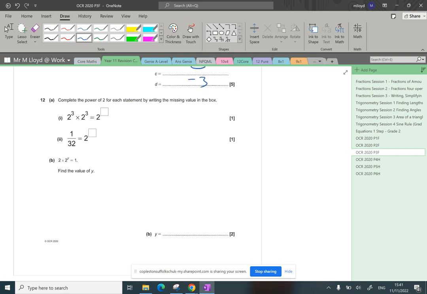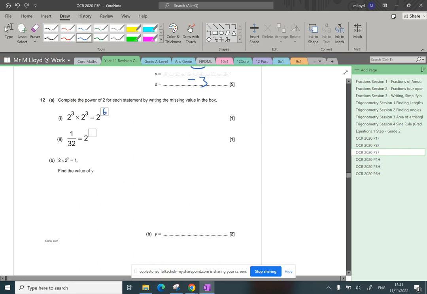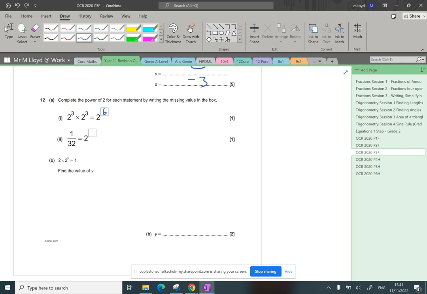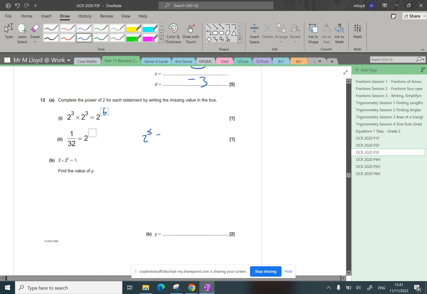Okay, complete the power of 2 for each statement. So 2 cubed times 2 cubed, that's going to make 2 to the 6, because we add those two powers, we don't multiply the 3 and the 3. And then for the next one, I'm going to need to know what 2 is to the power of. So 2 times 2 is 4, times 2 is 8, so that's 3, times 2 is 16, that's 4, times 2 again, that's 5. So 2 to the 5 equals 32, but this is a 1 over, and that means it's a negative index, which means it's negative 5. Right, there you are, you can see it if I write it like that.